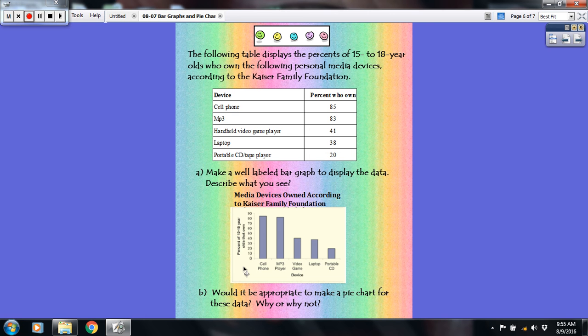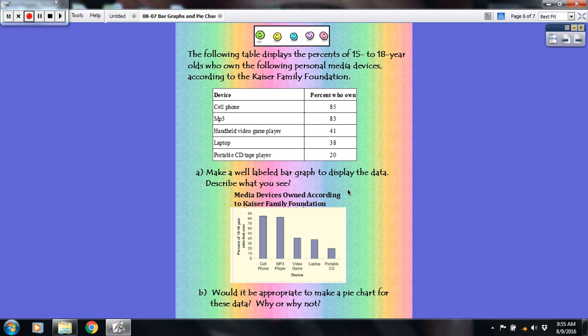On the y-axis, we have the percentages who owned which devices, and on the x-axis, we have the devices. The name of it is Media Devices Owned According to the Kaiser Family Foundation. We could probably add that it's by 15 to 18-year-olds.